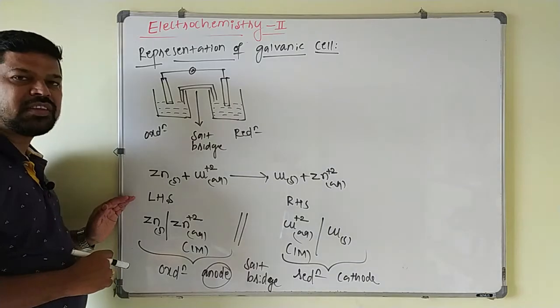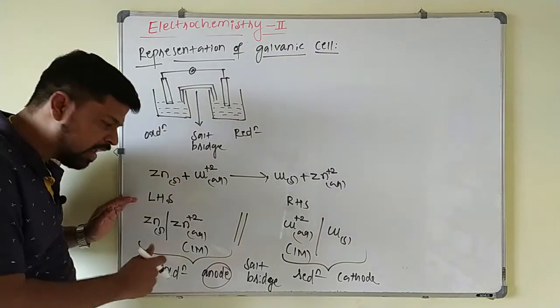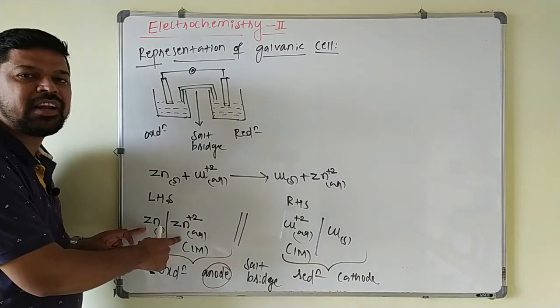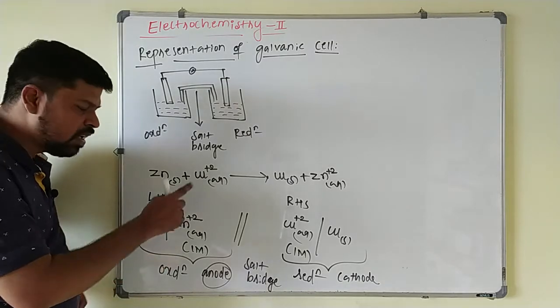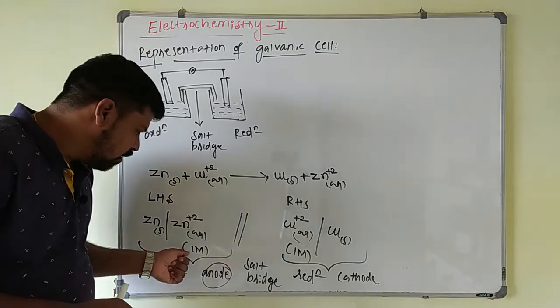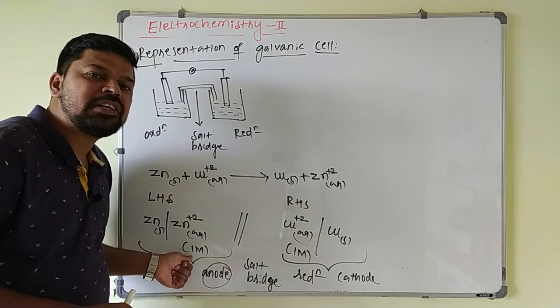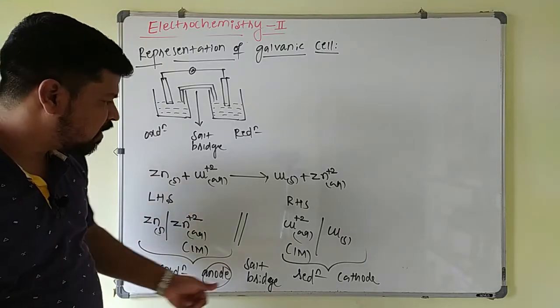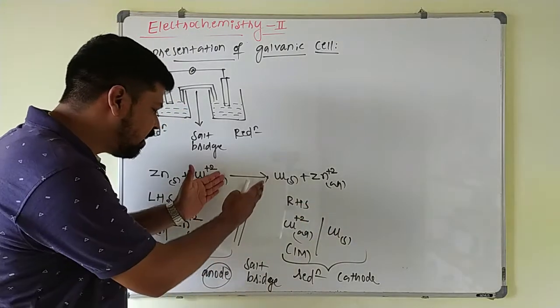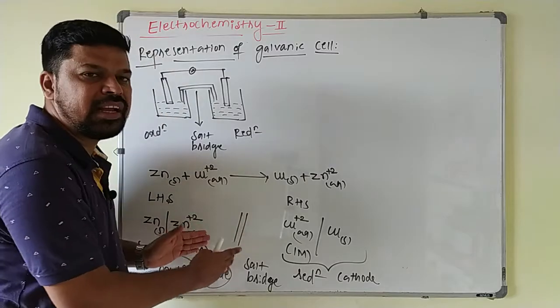And here oxidation half cell is represented by putting a vertical line between the electrode and electrolytic solution. Electrode comes first, solid form, then comes electrolytic solution. Compulsory you have to remember, the concentration of the electrolytic solution must be written in the bracket. Okay. And in between the oxidation half cell, reduction half cell, you are representing what? A salt bridge with a double vertical line.